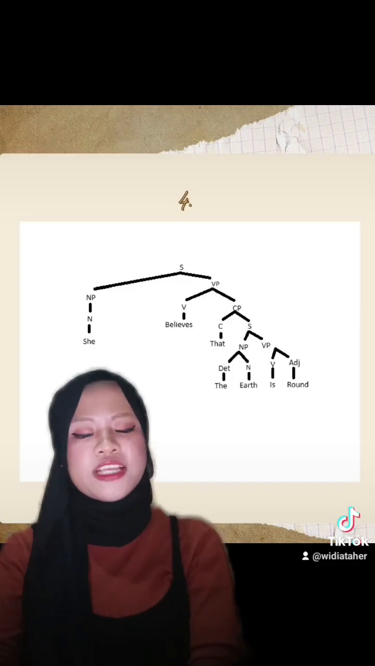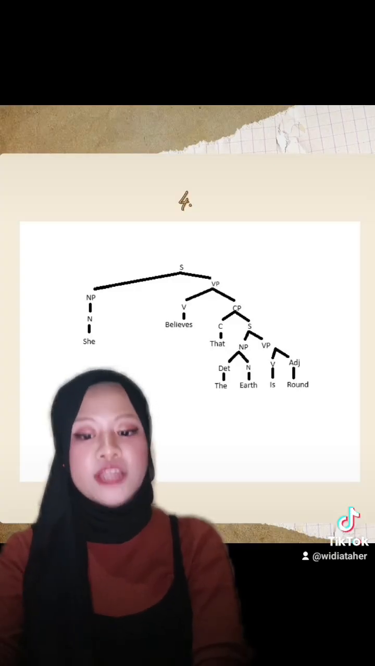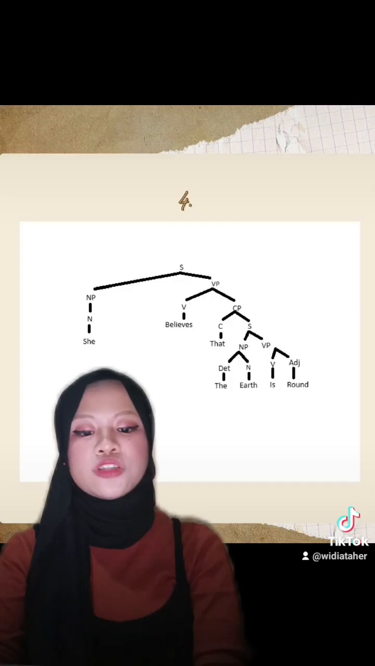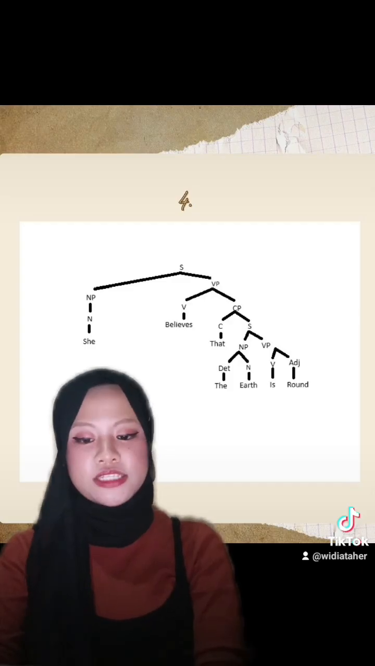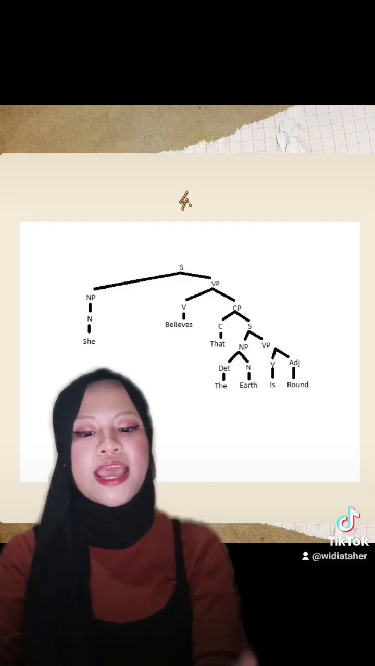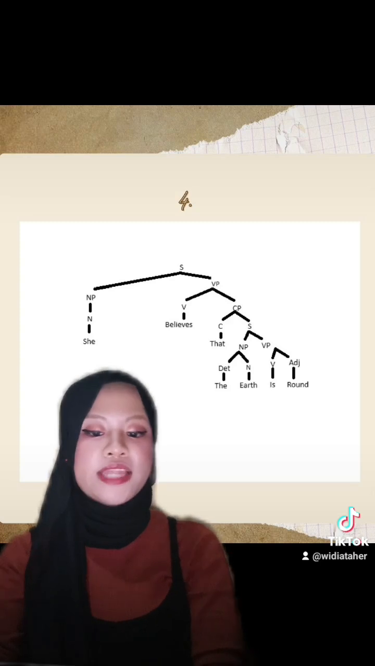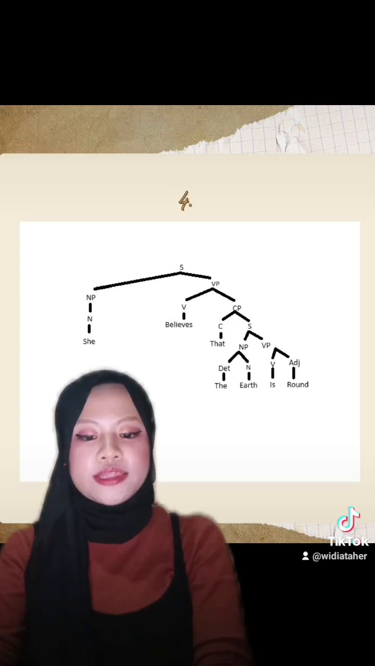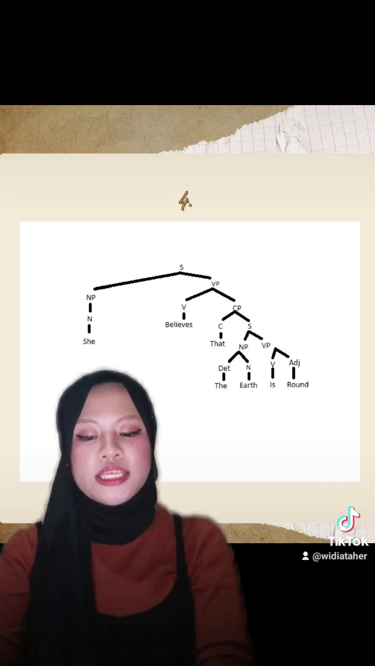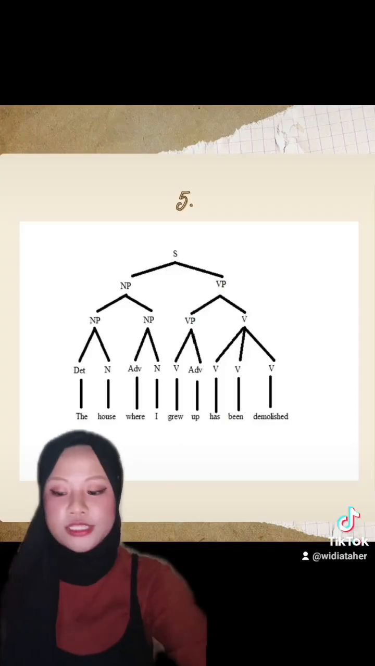The main verb phrase, believed, connects to the complementizer phrase that the earth is round. The complementizer that introduces the embedded sentence. Within this embedded sentence, the earth acts as the subject noun phrase, and is round is the verb phrase, with is as the verb and round as the adjective. So we move to the last sentence.